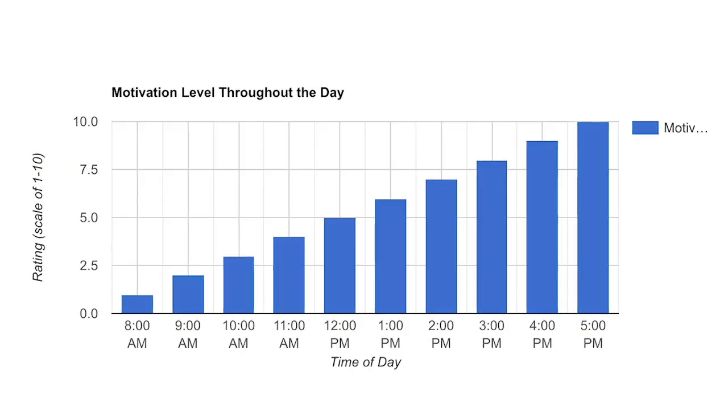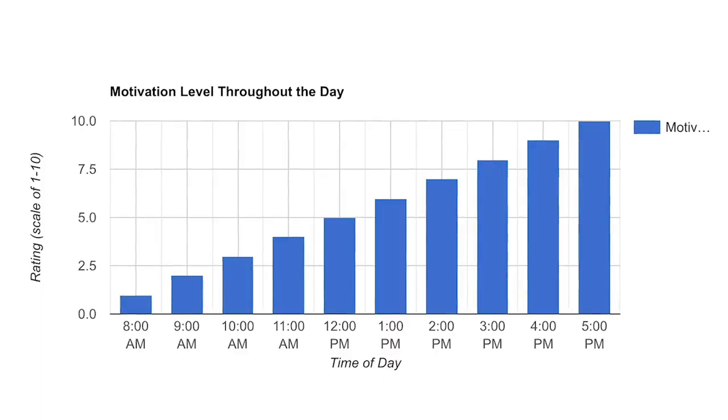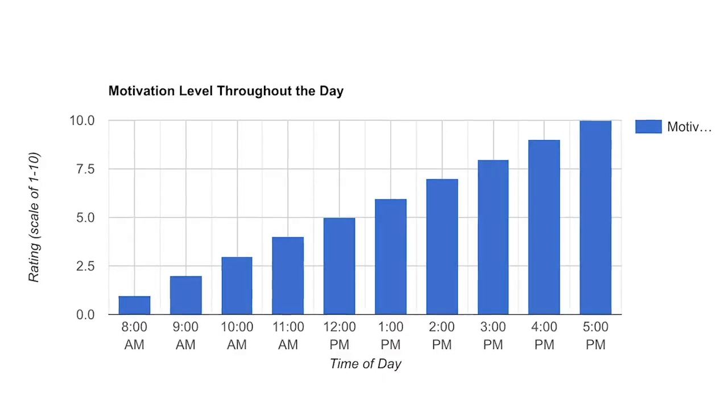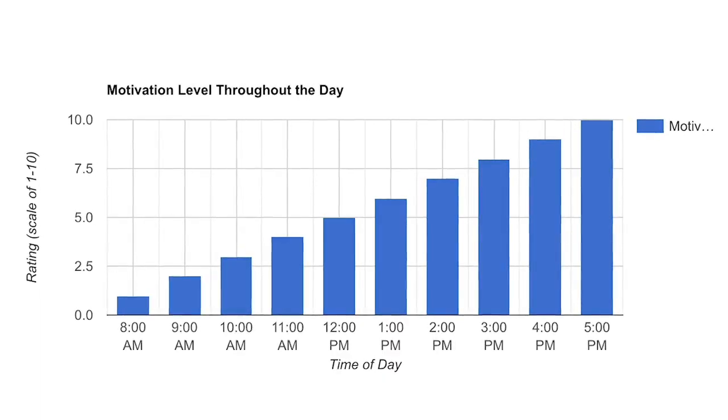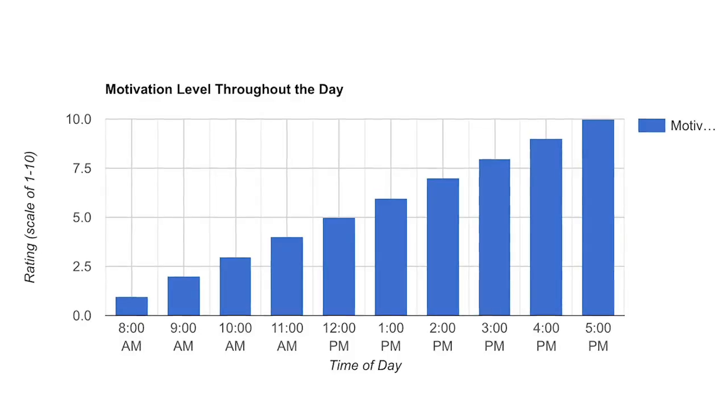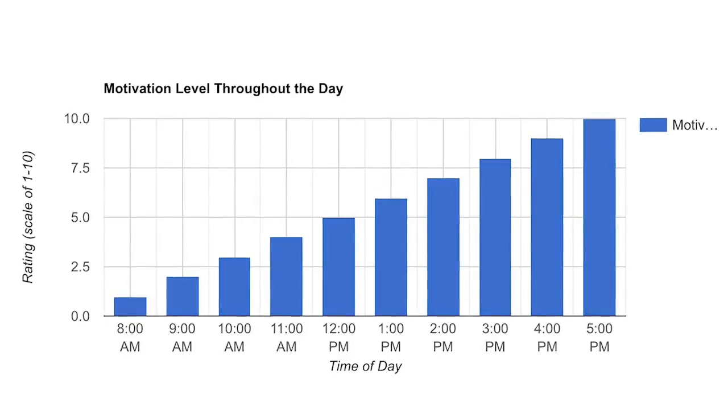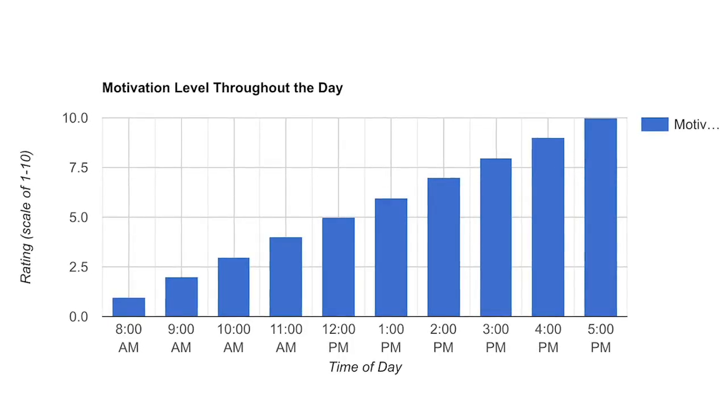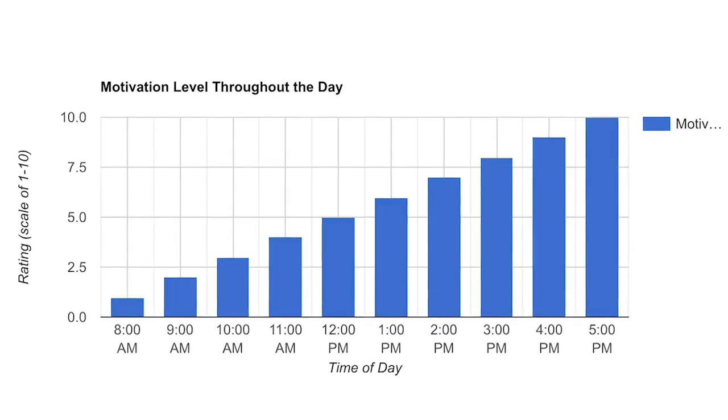Bar graphs are a great way to clarify trends. Here, it's clear this person's motivation is low at the beginning of the day and gets higher and higher by the end of the workday. This type of visualization makes it very easy to identify patterns.